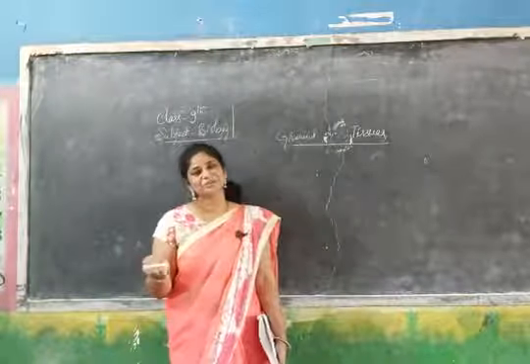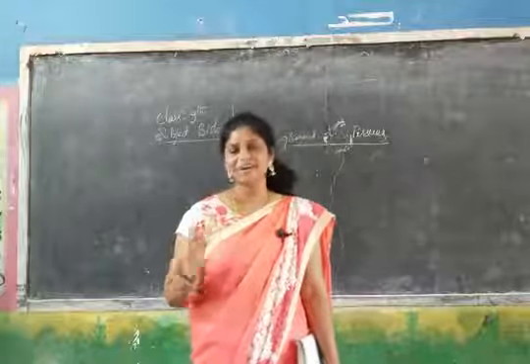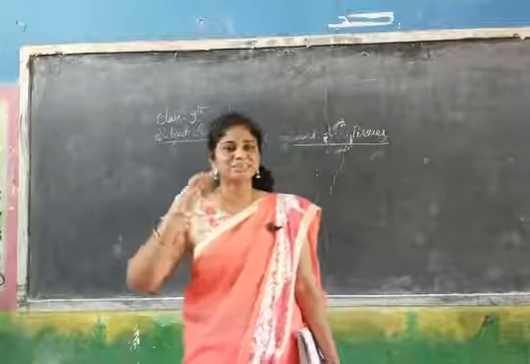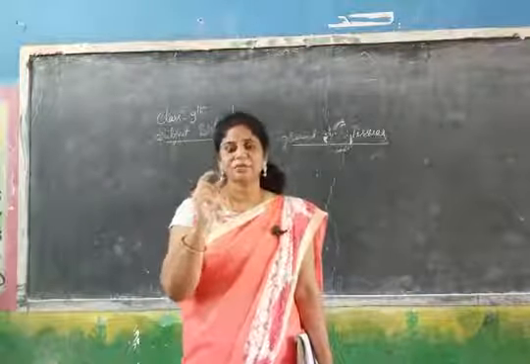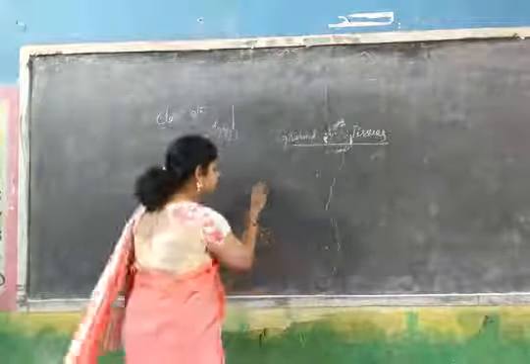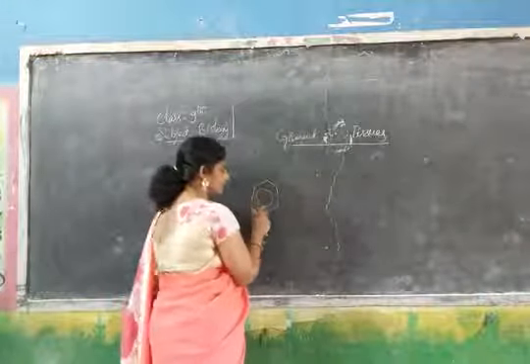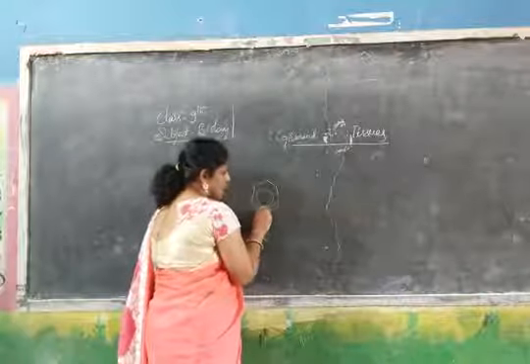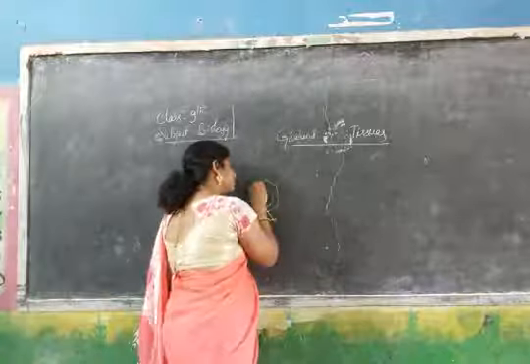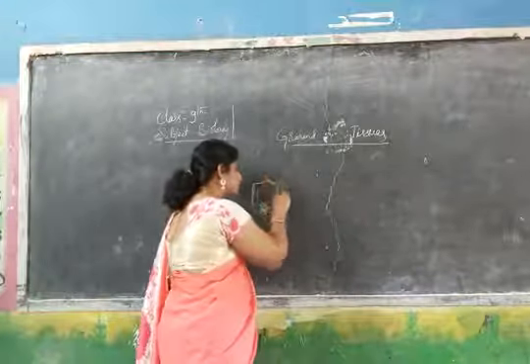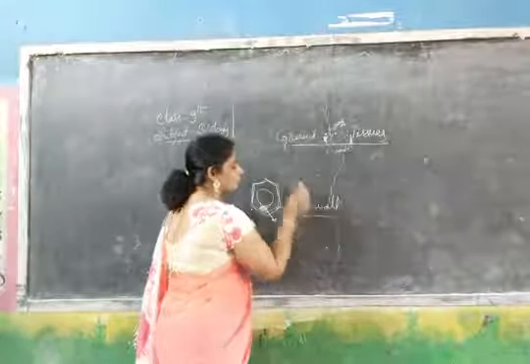If you go for the animal tissue, the nucleus is at the center. In plant tissue, the nucleus is pushed aside because the plant cell contains a vacuole in the center, occupying a major portion. Nucleus pushed aside means the nucleus is compulsorily present. Another difference between the animal cell and plant cell is the cell wall.